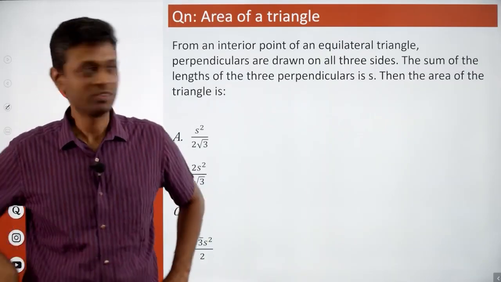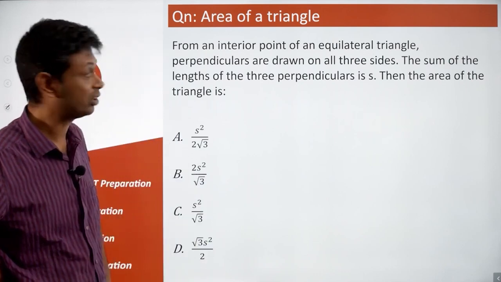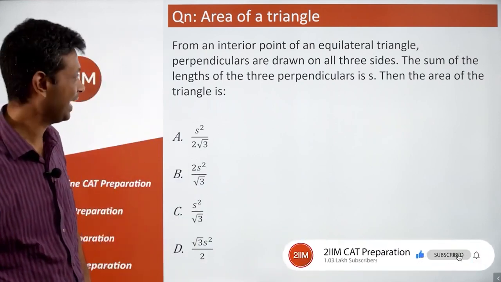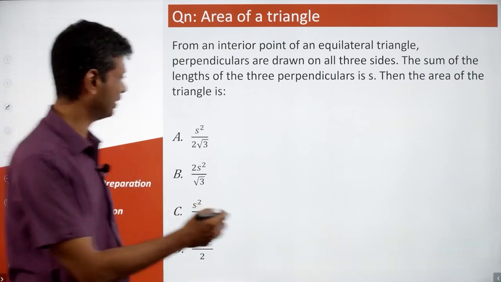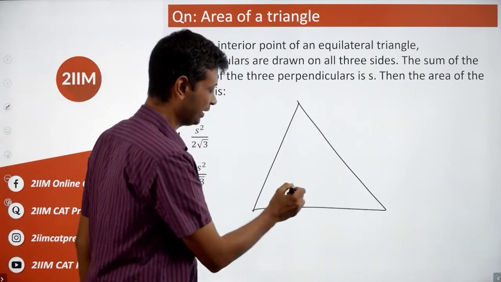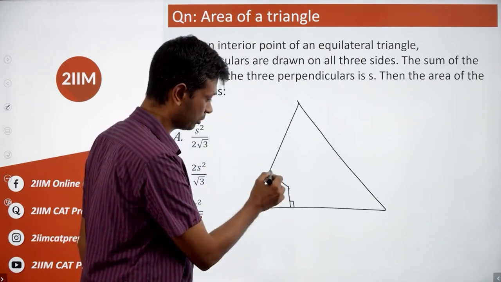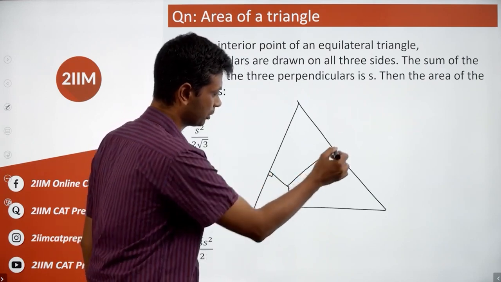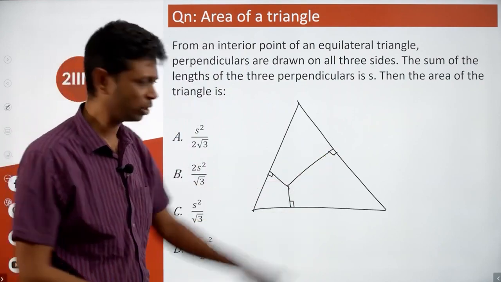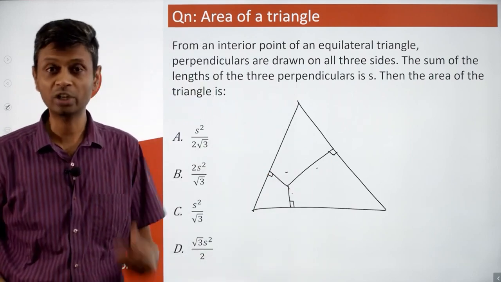Again, wonderful question. From an interior point of an equilateral triangle, perpendiculars are drawn on all 3 sides. The sum of the lengths of the 3 perpendiculars is S, and the area of the triangle is. There's one funda that you should know, but I'm going to assume we don't know that. We'll start from there. So take a point here, dropping a perpendicular, dropping a perpendicular, dropping a perpendicular. What will these 3 add up to?